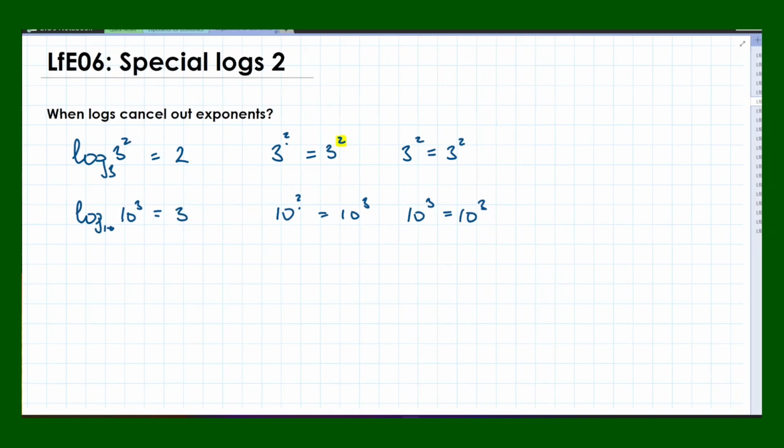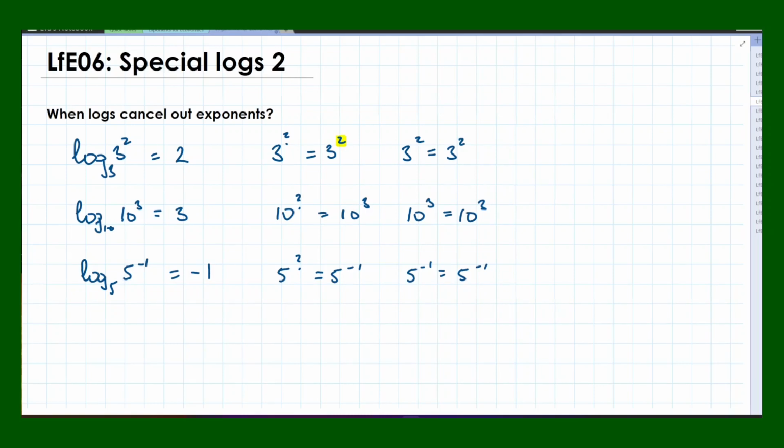What happens, for example, if I have log base 5 of 5 to the negative 1? Well, again, what power do I need to raise 5 to? So that answer is 5 to the negative 1. Well, 5 to the negative 1 is equal to 5 to the negative 1. So here, the answer to log base 5 of 5 to the negative 1 is just negative 1.